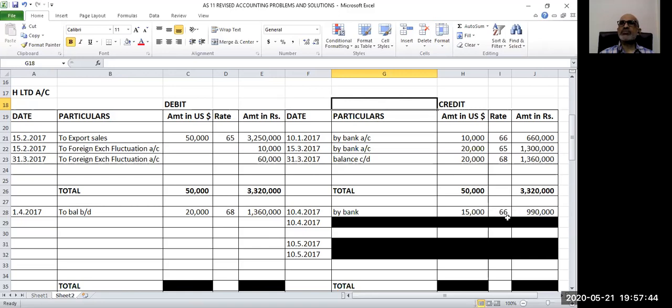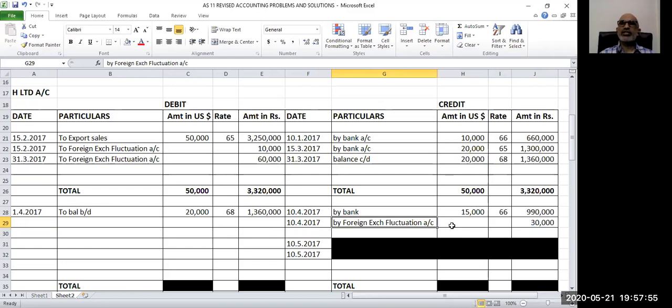Now the dollar rate has become 66. So we are incurring a loss. So this loss will have to be accounted for. Our entry will be foreign exchange fluctuation account debit to H limited account.